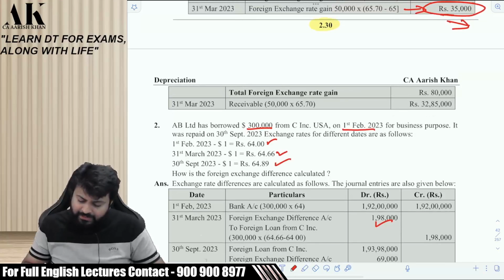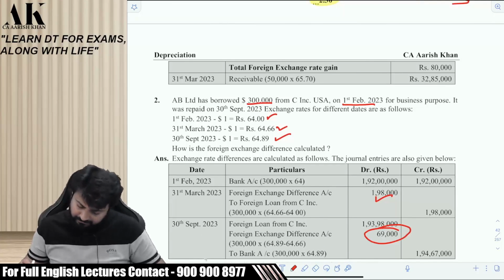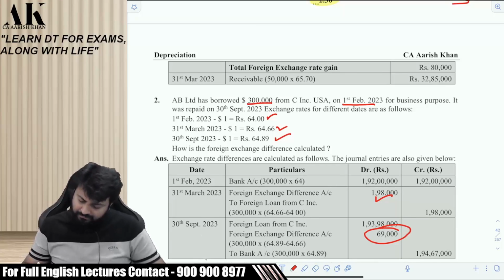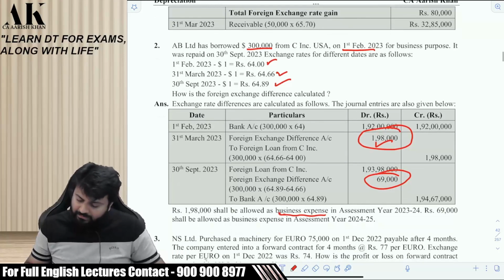Then later on again it became 64.89. So there will be loss or gain now of how much? 23 paise. Yes or no? 69,000 there is a gain. Clear? So 1,98,000 will be allowed as business loss in this year, and the rest will be allowed in the next year.